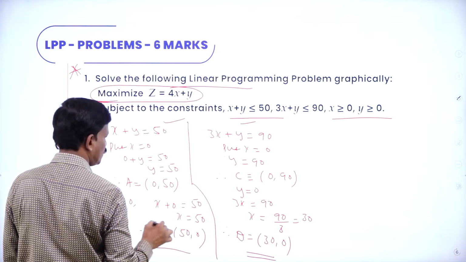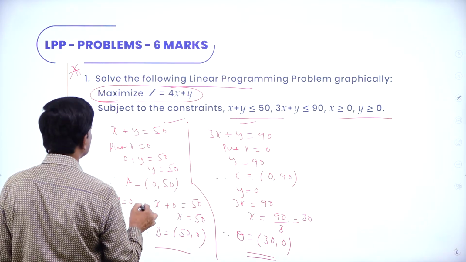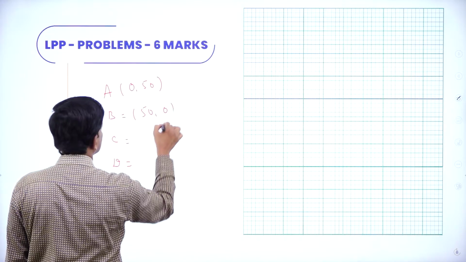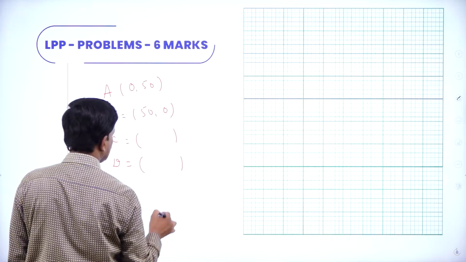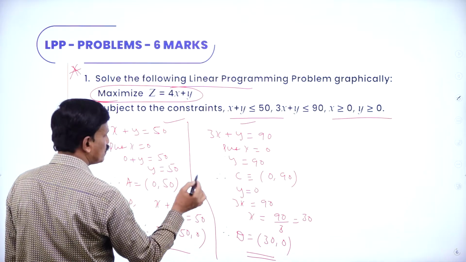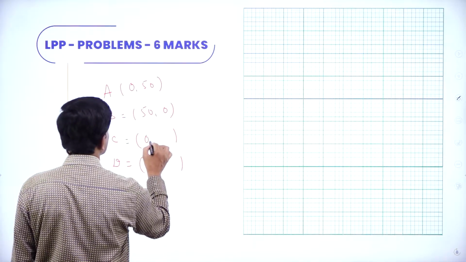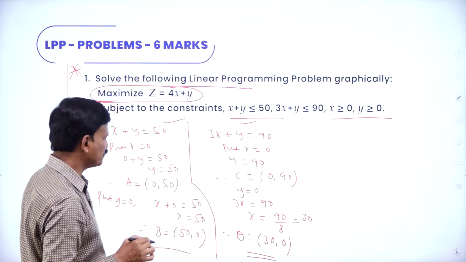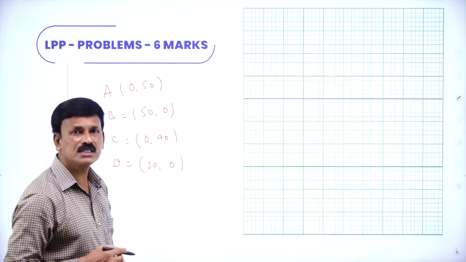What is A? We got A (0, 50), B (50, 0). What is C? C is (0, 90). D is (30, 0). Okay. Now let us represent this in a graph sheet.